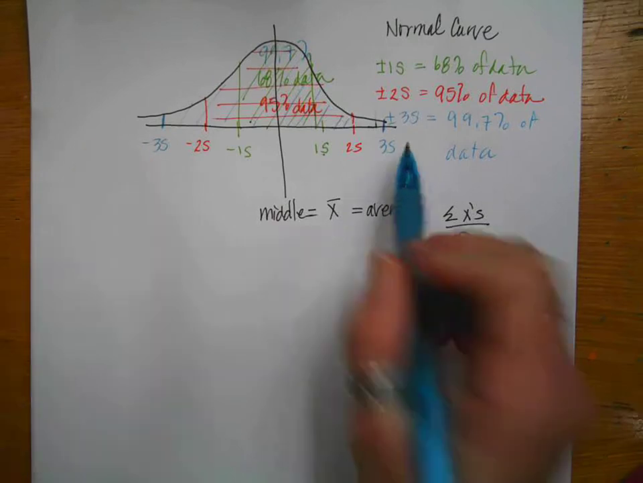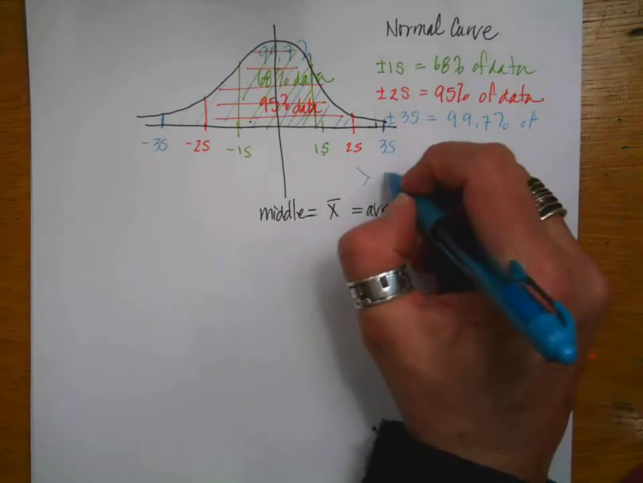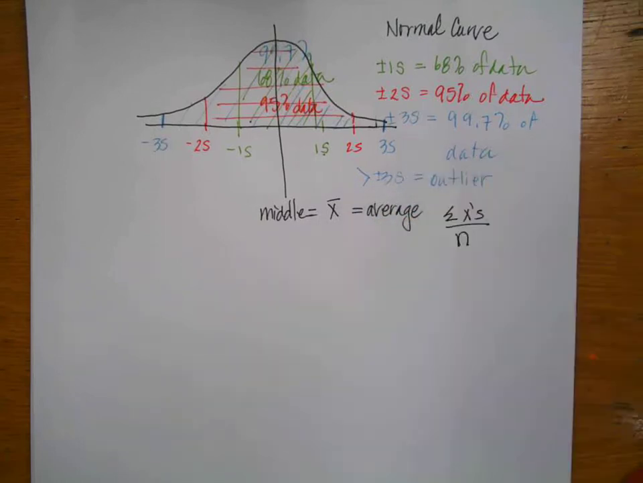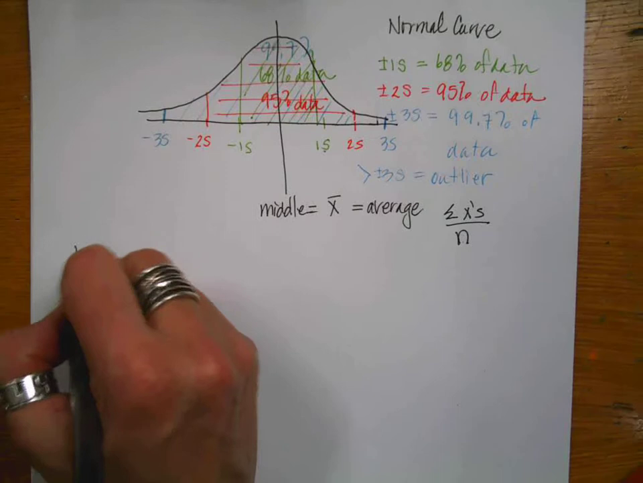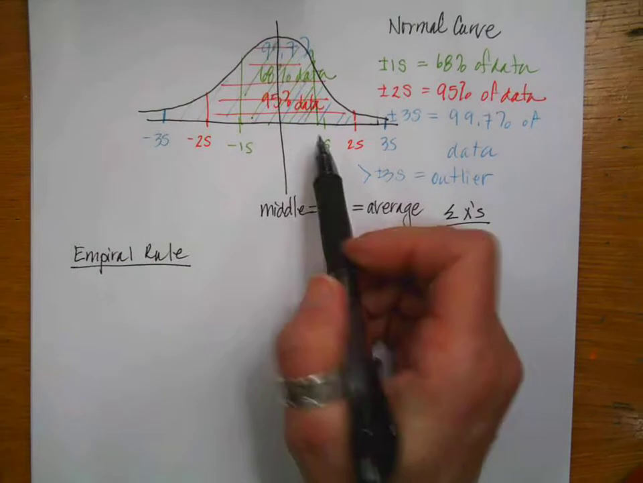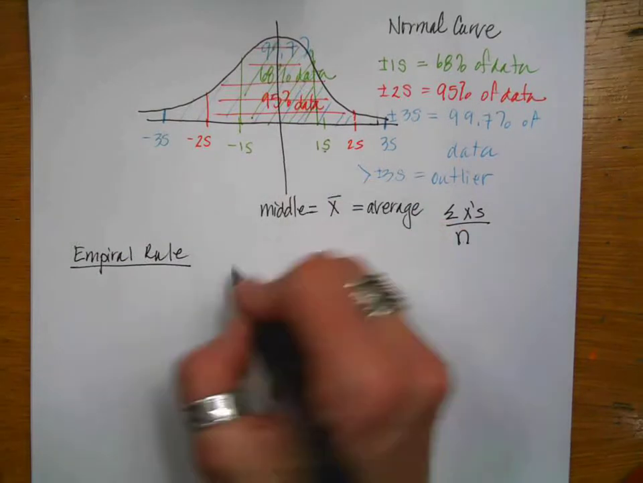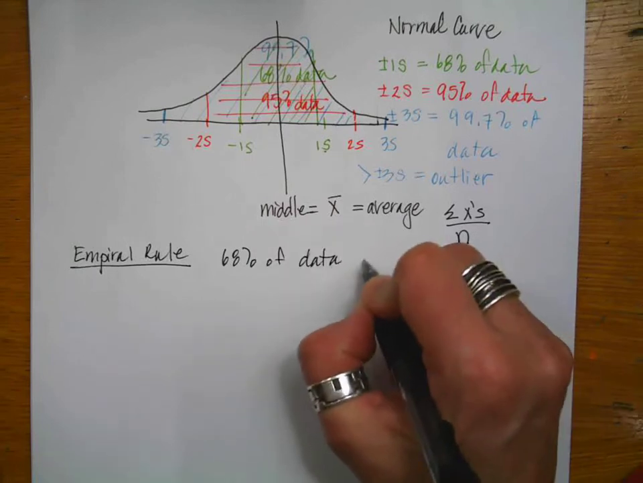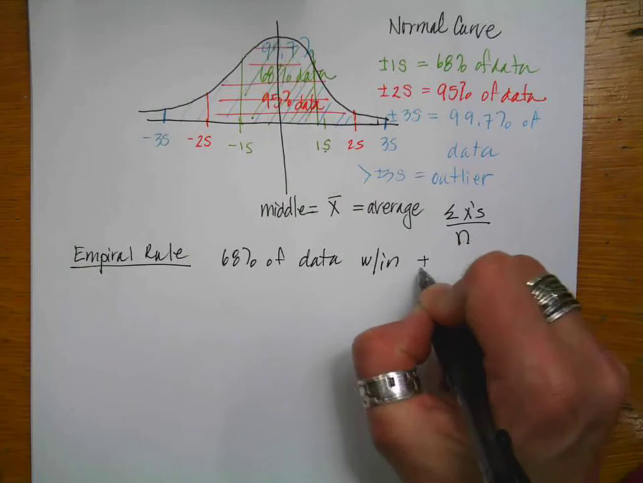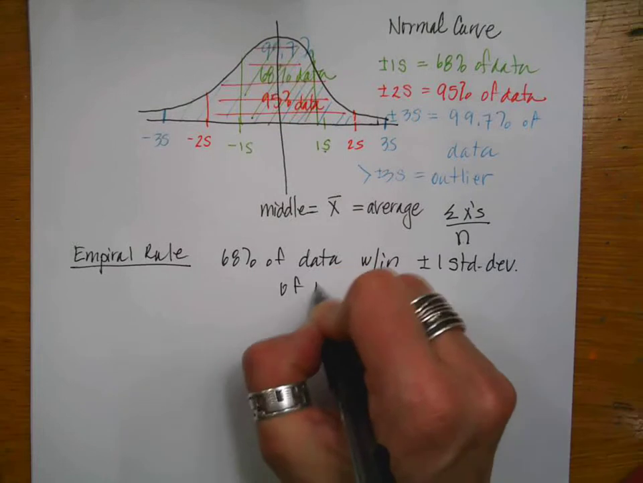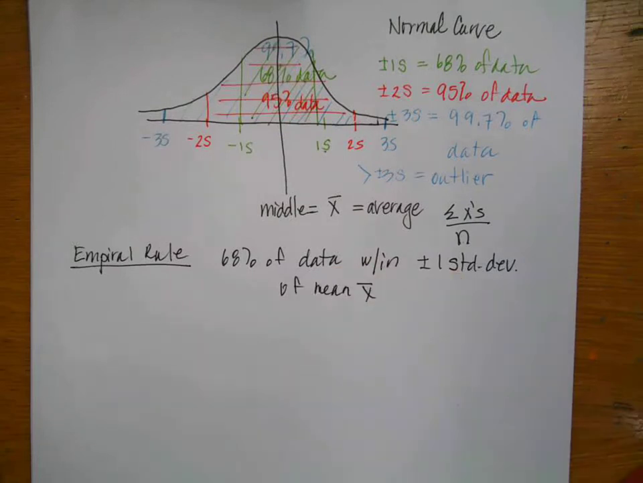And then anything that's outside 3 standard deviations, so greater than the 3 standard deviations, is basically going to be considered an outlier. Okay? All right. So let me formalize this. This is called the empirical rule, and it is talking about the characteristics of our normal curve. So it says that 68% of the data are going to be within plus or minus 1 standard deviation of the mean. And remember, that's x bar.